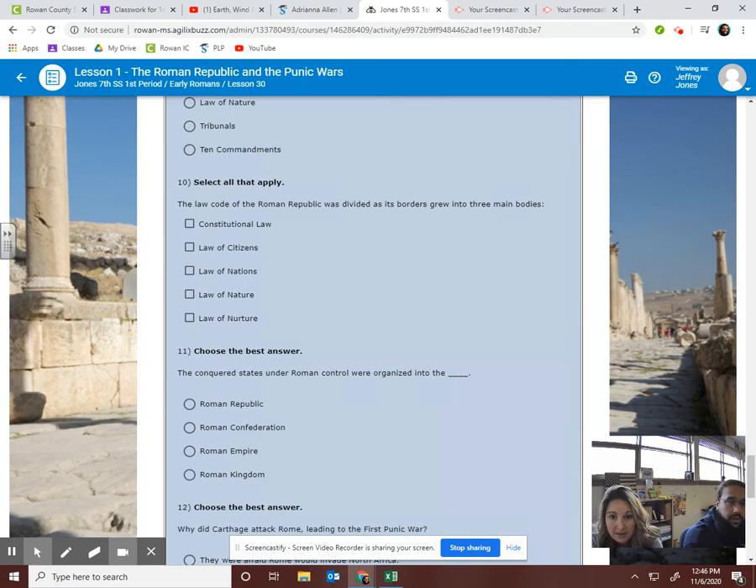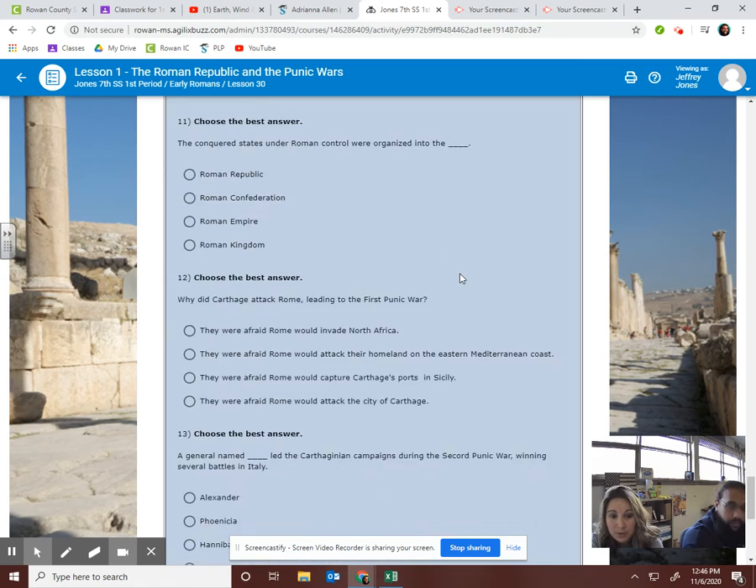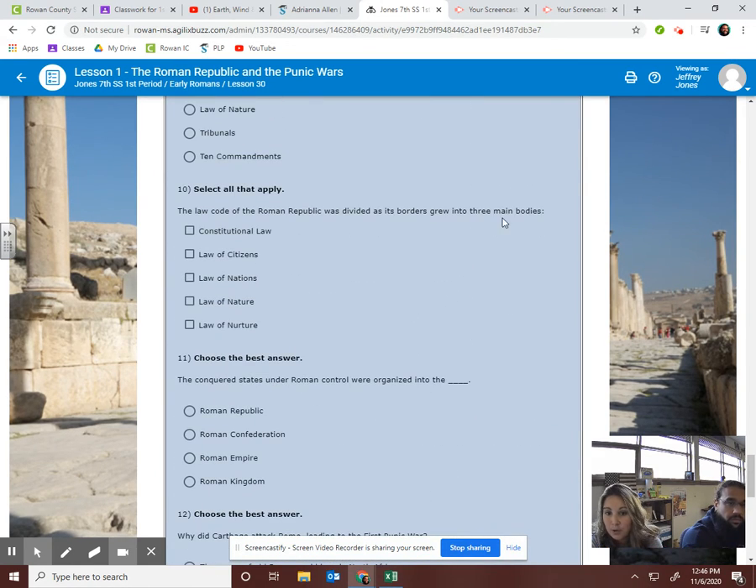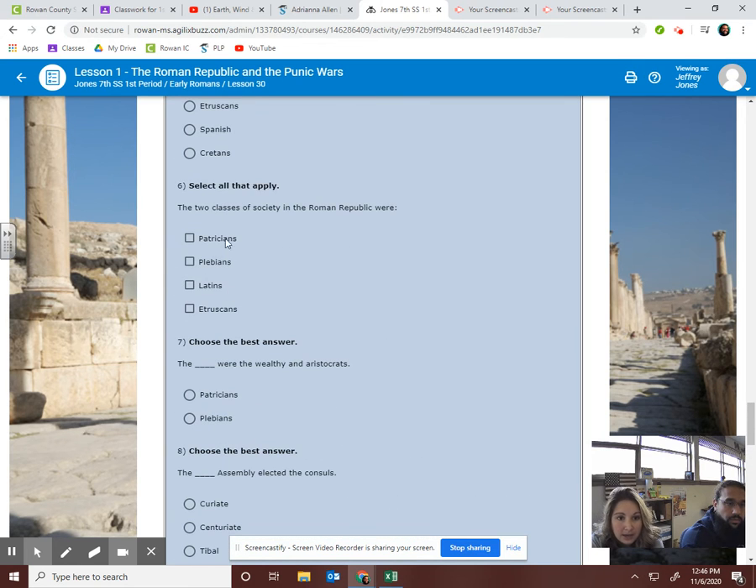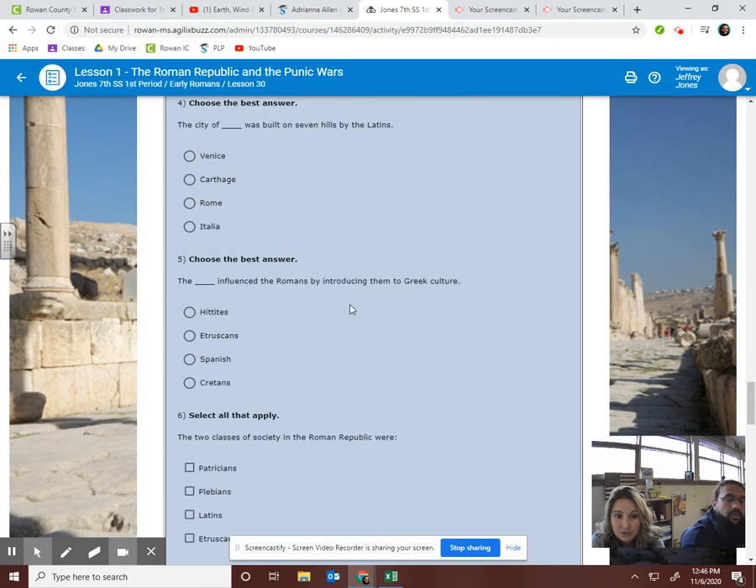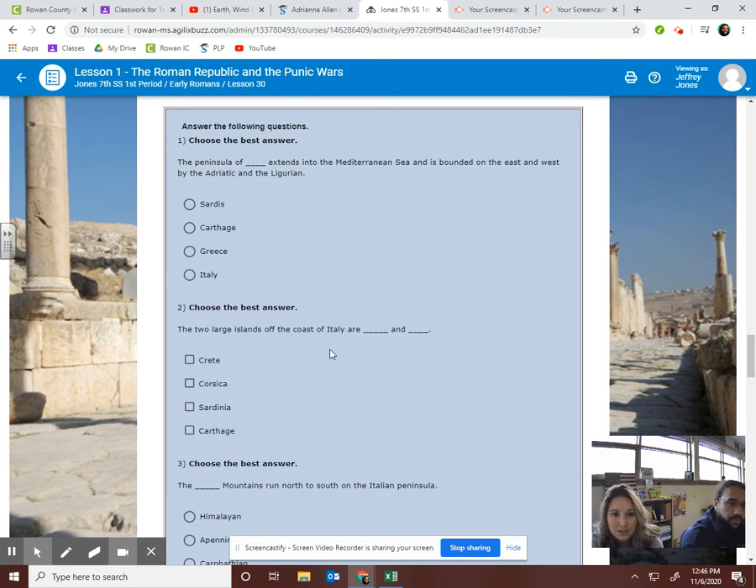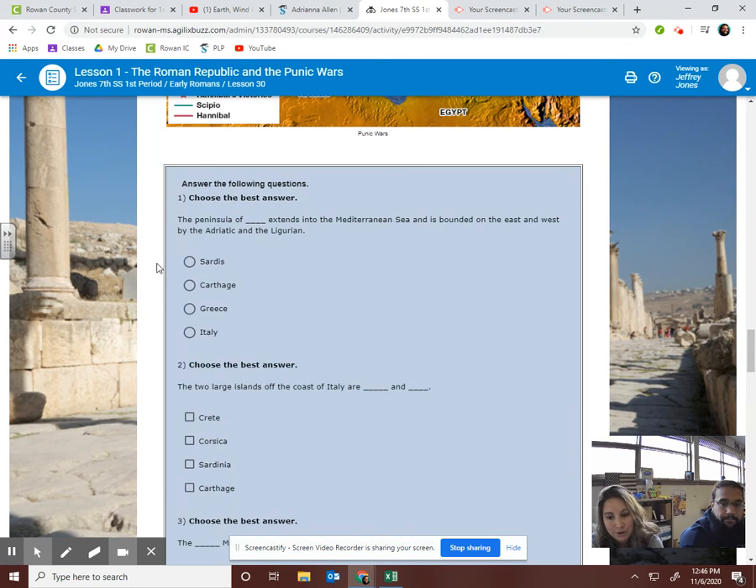Exactly. So question 10 is the same way. It says 3 main bodies, so it's asking for 3 answers there. If you see boxes where you can check mark things, it wants 3 answers here. On number 6, it wants 2 answers there. On number 2, it wants 2 answers there. Beautiful. So make sure that you include both, or you'll only get partial credit.